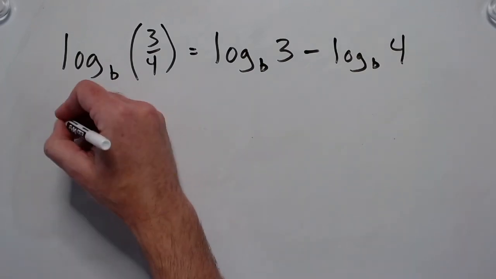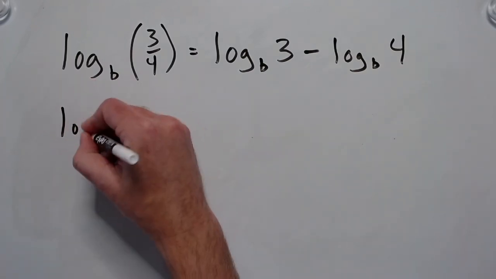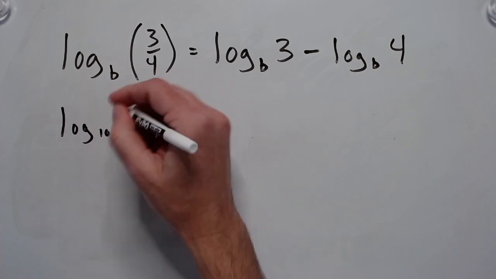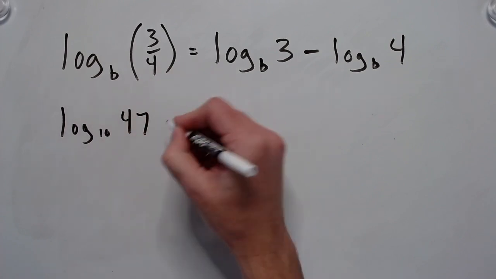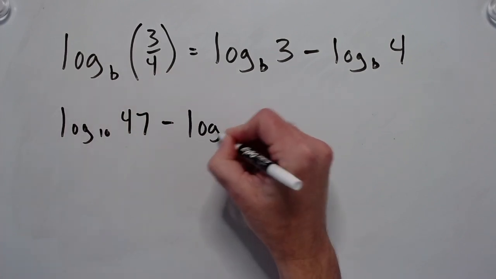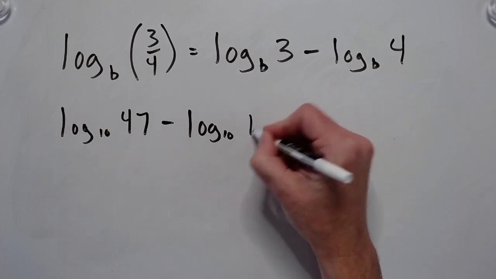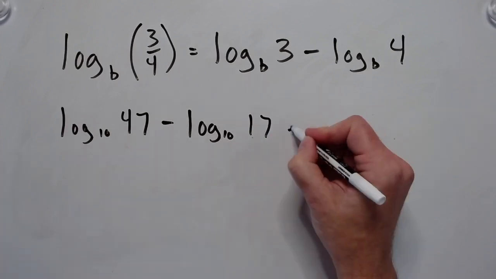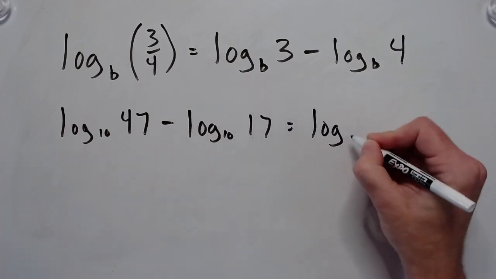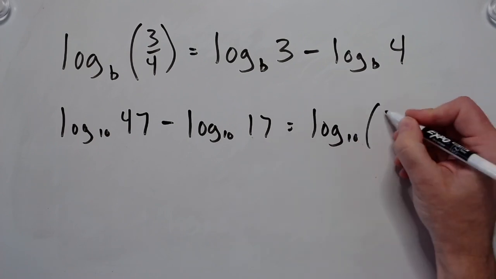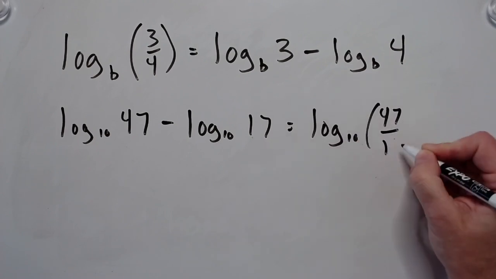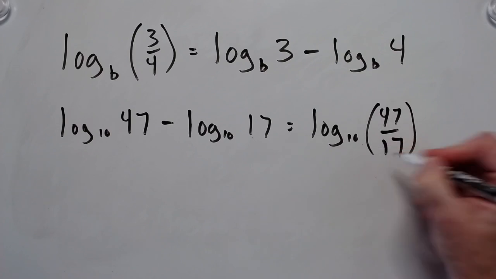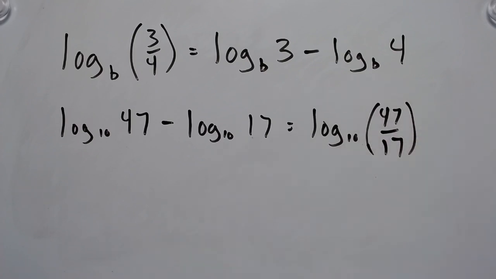And we can do the same thing if we had, let's say, log base 10 of 47 minus log base 10 of 17. We could rewrite this as log base 10 of 47 over 17. This is a weird fraction. We would probably just leave it like this. Let's clean this off and do a bonus complicated problem.